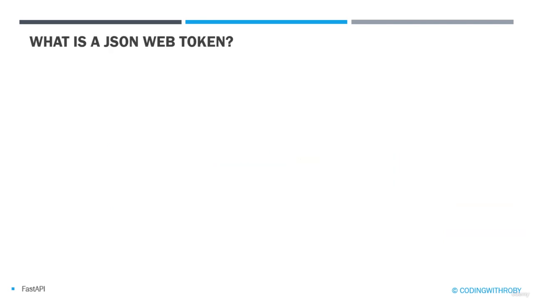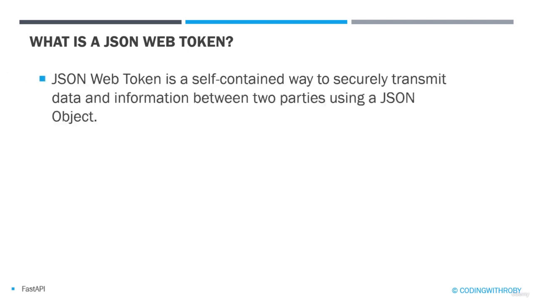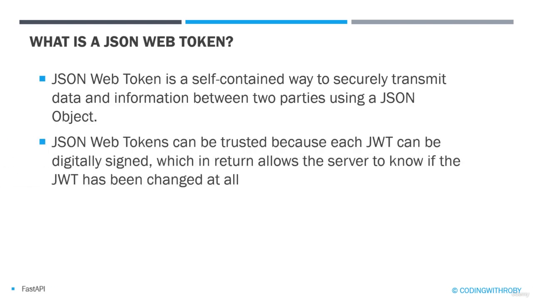What is a JSON Web Token? Well, to start, a JSON Web Token stands for JWT. JSON Web Token is a self-contained way to securely transmit data and information between two or more parties using a JSON object. A JSON Web Token can be trusted because each JWT can be digitally signed, which in essence allows a server to know if the JSON object has been changed at all from the client.